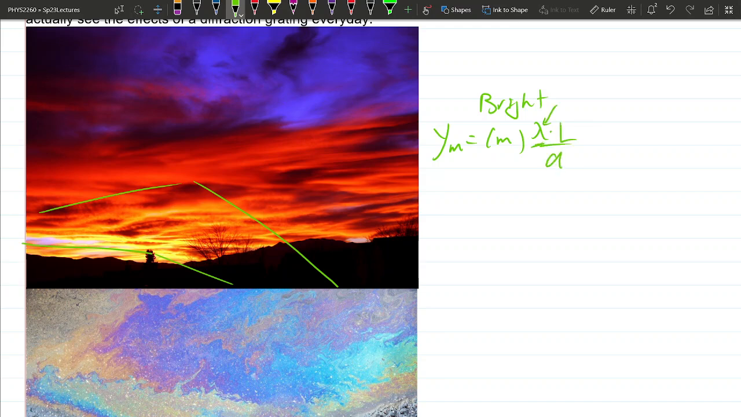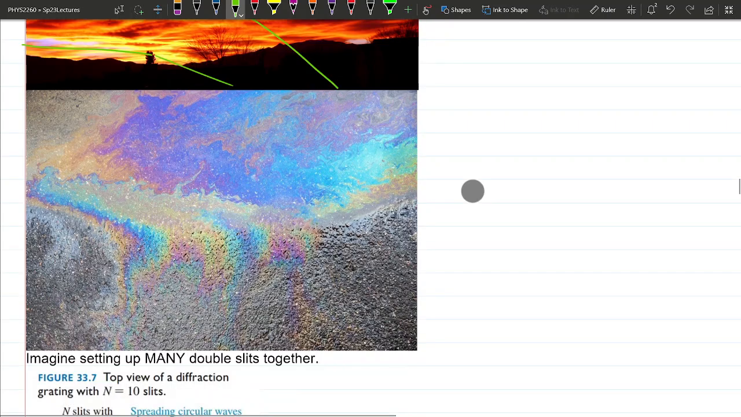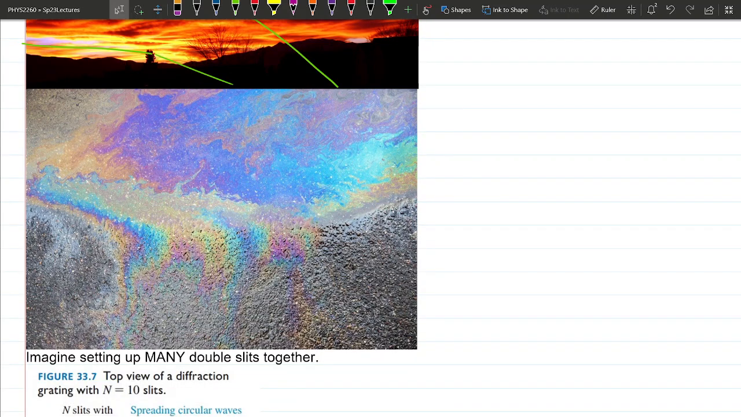So the higher the wavelength, for example, red light has a higher wavelength than yellow light, therefore it actually bends more when you go through these double slits. And that's why you see the red clouds up here and the more yellowish cloud down here, because the red light has a higher wavelength than the yellow. The same thing happens if you see a little oil slick on the ground after it rains. This is actually many double slits combined together to make this rainbow colored pattern for you, okay?